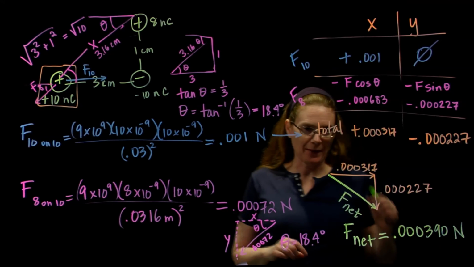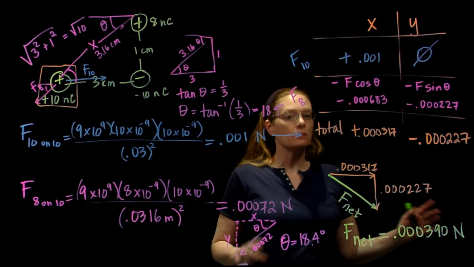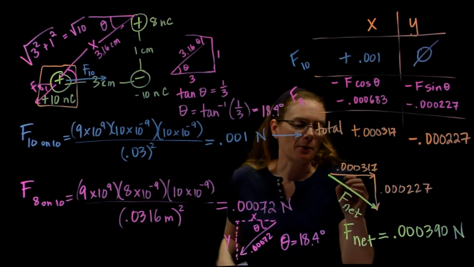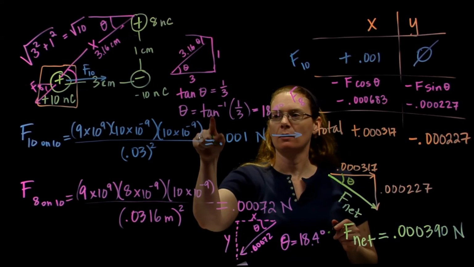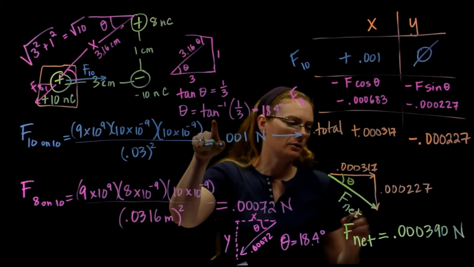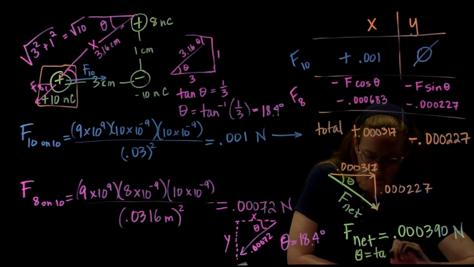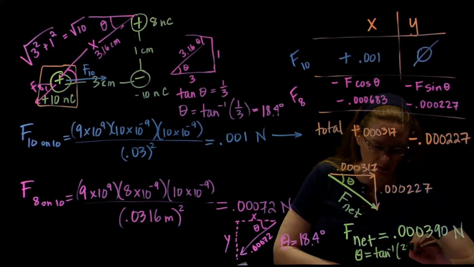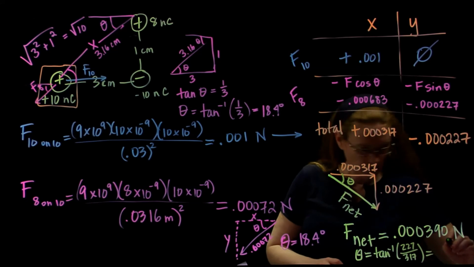So the size of the force that this positive charge feels from this one and this one is 3.9 times 10 to the minus 4 newtons. Tiny little force. But forces are vectors, and that means we have to have a size and a direction. We need to know what direction this is going besides down and to the right. So I want to find out what that angle is. I'm going to do exactly the same thing I did here. I'm just going to use the inverse tangent. So my angle is the inverse tangent of opposite over adjacent, 227 over 317. And if I do that, I get 36 degrees.